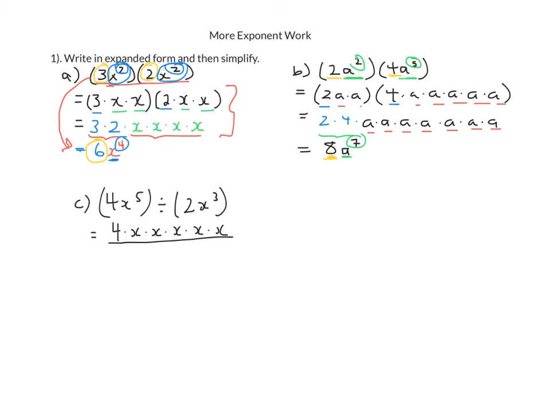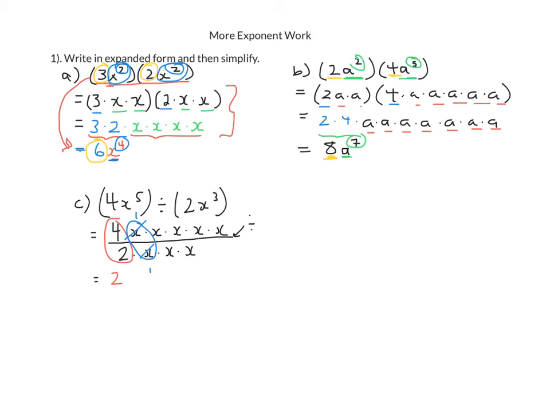I'm going to rewrite that divide sign as a fraction sign. This still means to divide. And then we have a 2 times x times x times x. And because we're straight on multiplying, we can divide parts. If I do 4 divided by 2, that gives me an answer of 2. And then if I do an x divided by x, that's a 1. So they kind of cancel each other out.